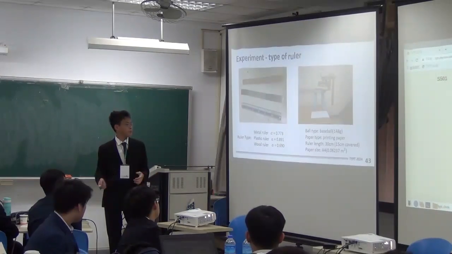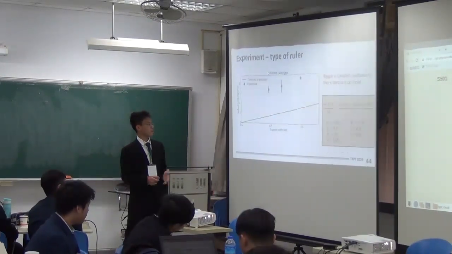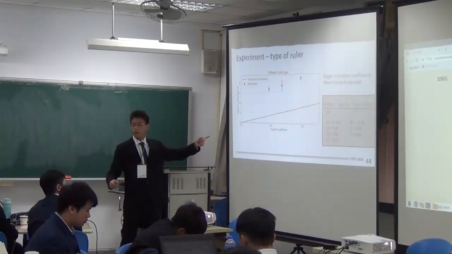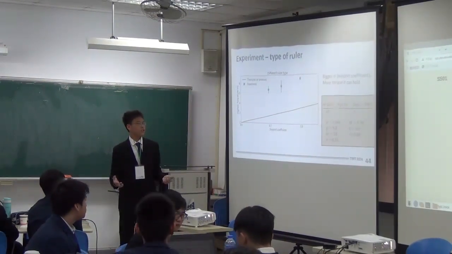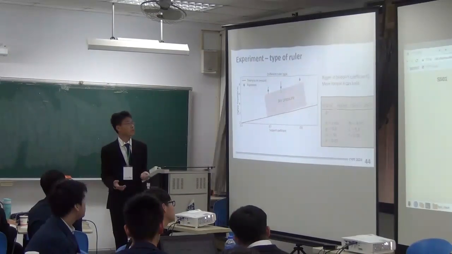And then my next experiment is about the type of ruler, which have different support coefficients. So here's the support coefficient of ruler to the highest torque. We can note that the bigger the support coefficient, the more torque it can hold, and here's the air pressure.